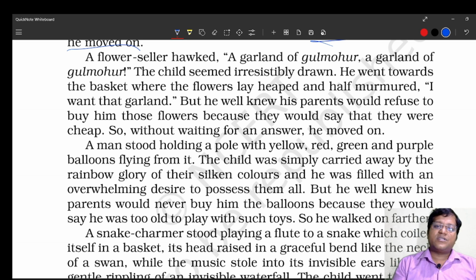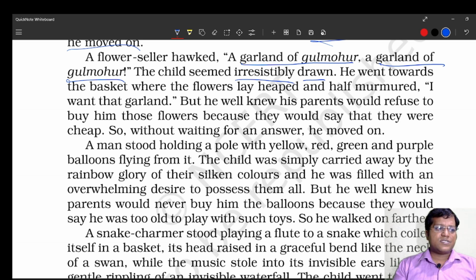A flower seller hawked a garland of gulmohar. He was selling the garland of gulmohar. Gulmohar is the name of a tree and a flower, which is generally yellowish in color. The child seemed irresistibly drawn. The color of the gulmohar, the scent, and the garland were very attractive to the boy.